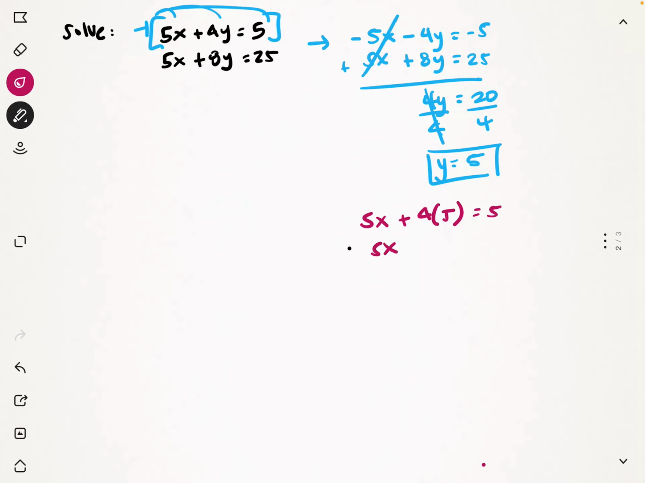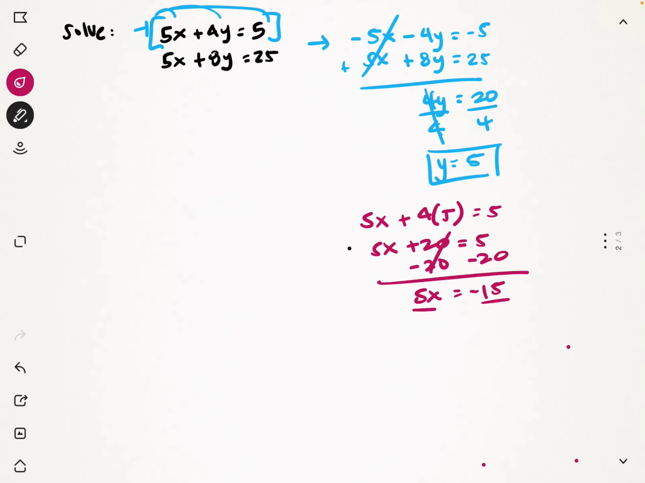So we have 5x plus 20 equals 5. And we have a two-step here, so we're going to subtract our 20. 20 minus 20 is 0. And then 5 minus 20 is negative 15.